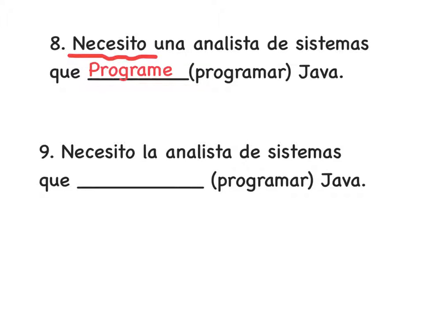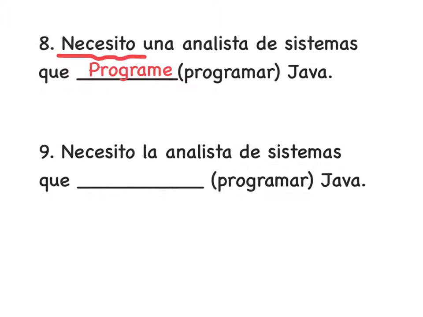Why are we going to use the subjunctive? Can you tell me? Can I hear you? No, probably not. Okay, because we have an indefinite article. Sorry about that. We have an indefinite article. And when we have an indefinite article, una, un, uno, unos, we use a subjunctive. Necesito una analista de sistemas que programe Java.